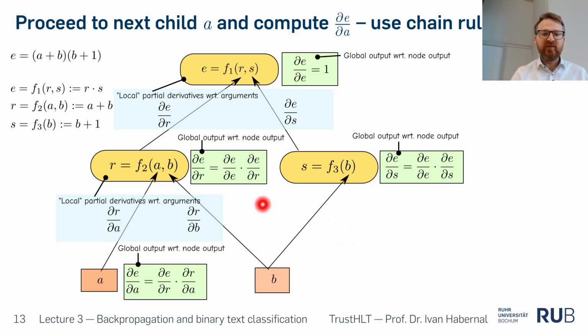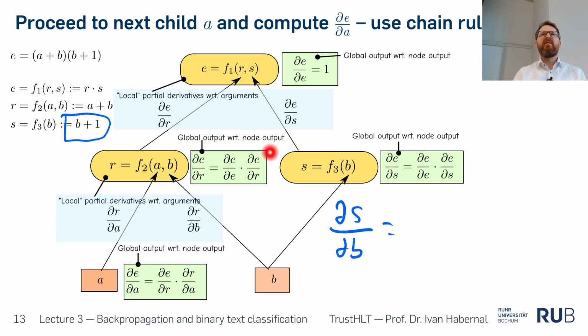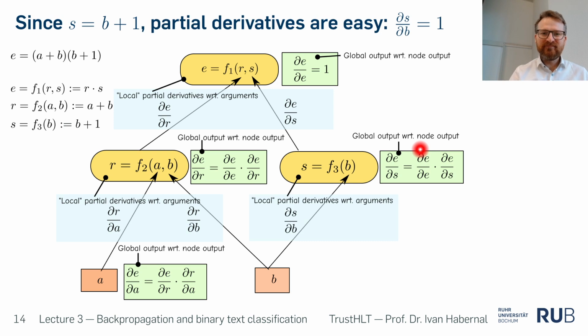So what is still left? Now we need to compute the partial derivative of S with respect to its children, which is B. Okay, so f3. What is the partial derivative of this function with respect to B? Everybody screaming: 1. Yes. Good. That was easy. But thanks. Okay, that's easy. So we have this.